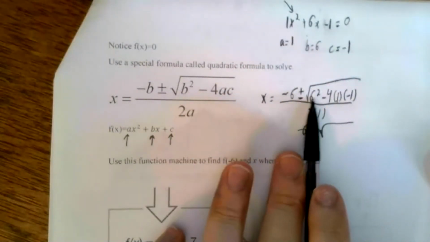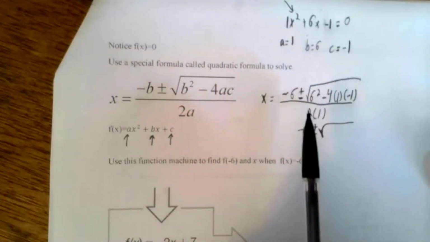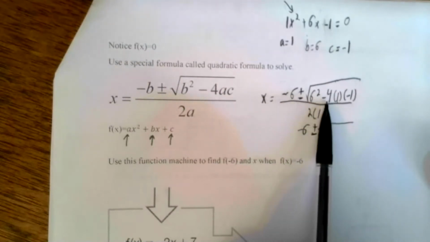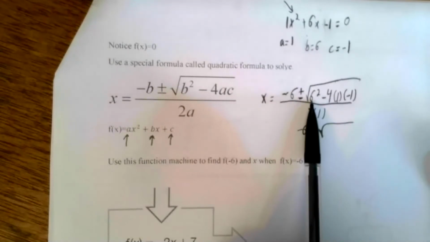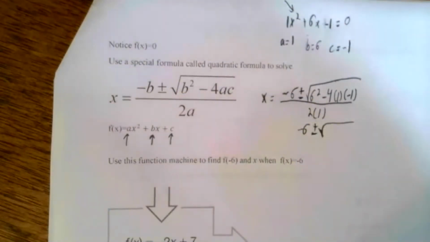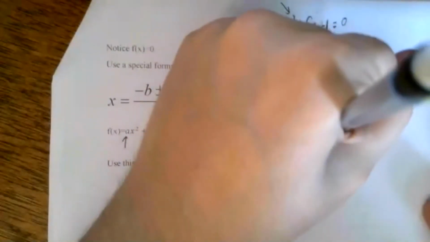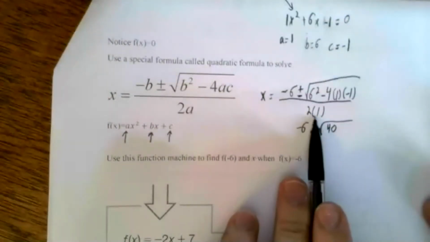So I have 6 squared, which is 36, right? And then I'm going to add 4 because we have 2 negative signs, right? So those will cancel. So I'll have 36 plus 4, which is 40. So I have the square root of 40. And 2 times 1 is just 2 on the bottom, right?